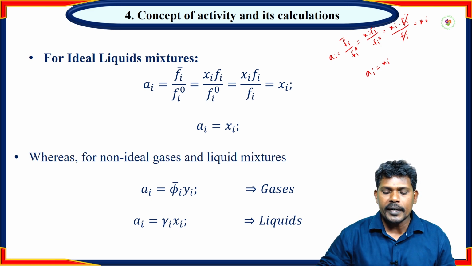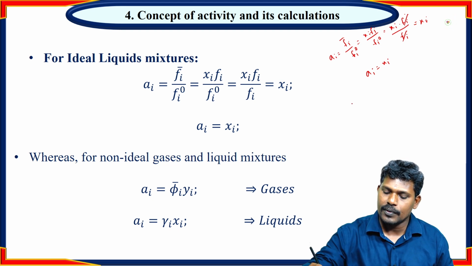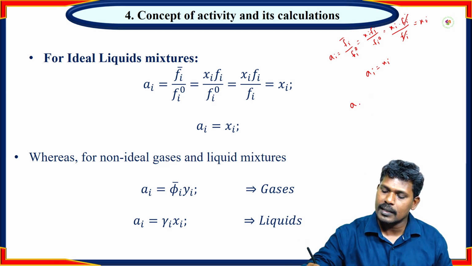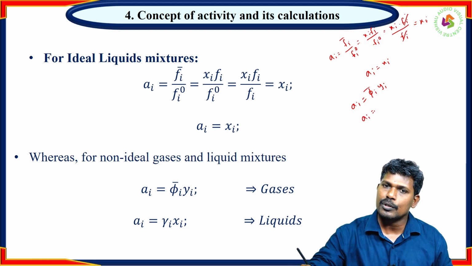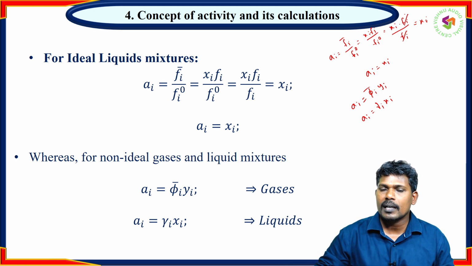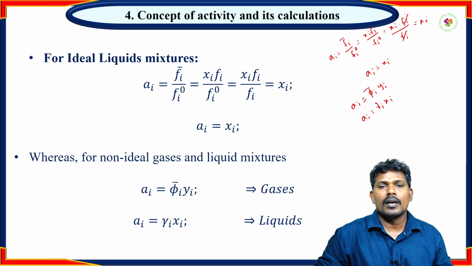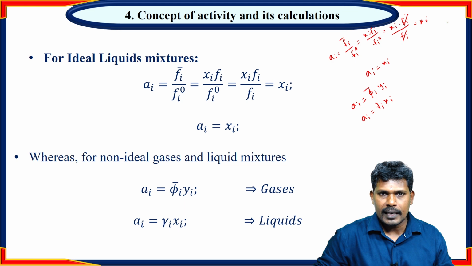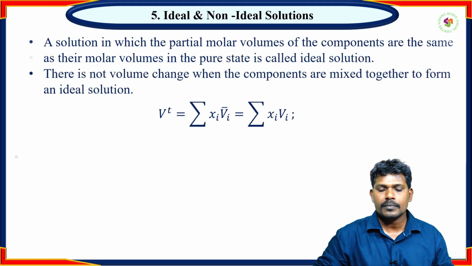Next, for non-ideal mixtures there is an activity coefficient. For gases, ai is equal to phi i bar into yi. For liquids, ai is equal to gamma i into xi. So here phi i bar and gamma i are the activity coefficients of non-ideal gases and liquids respectively.